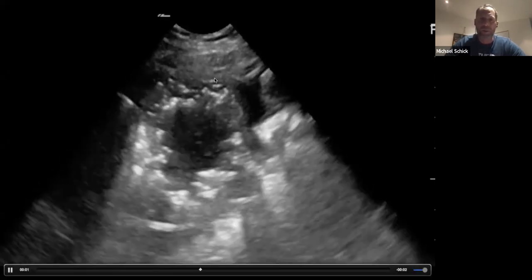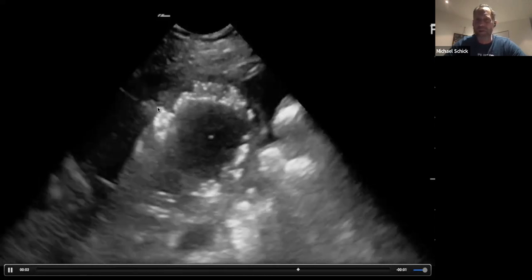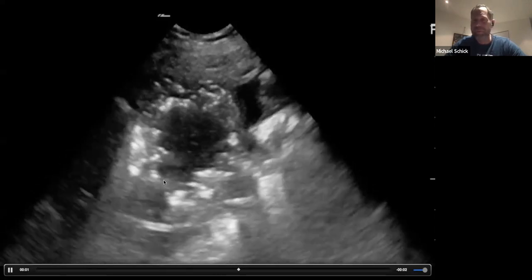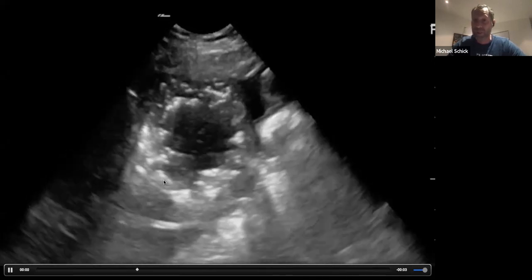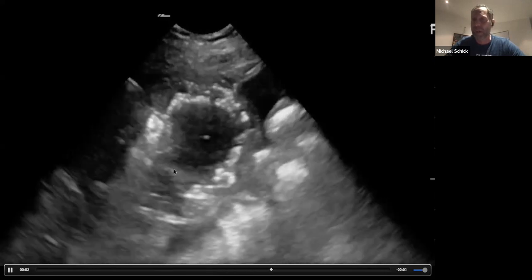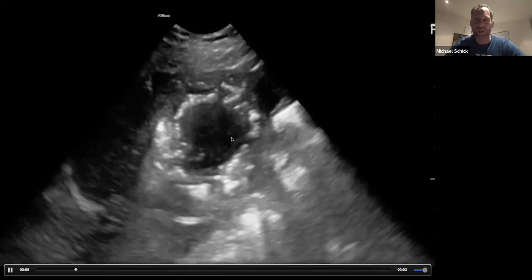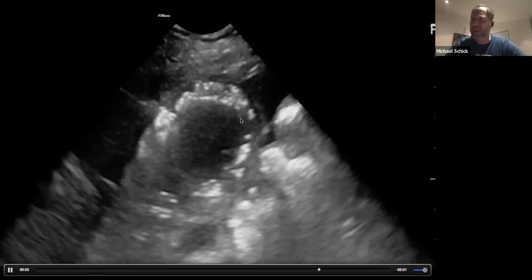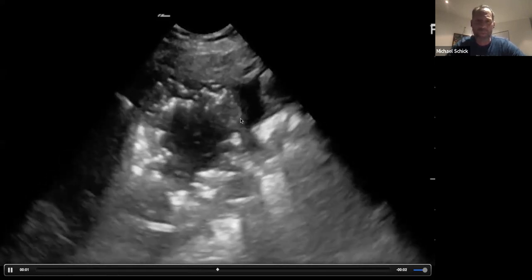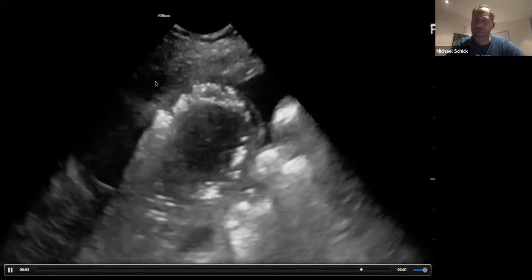So what you might see here is a loop of bowel. This loop of bowel looks very abnormal. It's very dilated. The wall is extremely thick. It has all this echogenic material within the bowel lumen. And you might be thinking it in your head, but that echogenic material is air within the lumen of the bowel. Additionally, there is some free fluid here and here adjacent to the bowel.